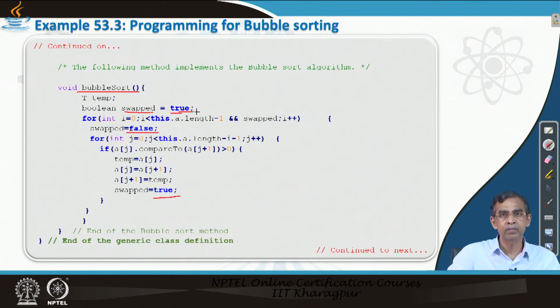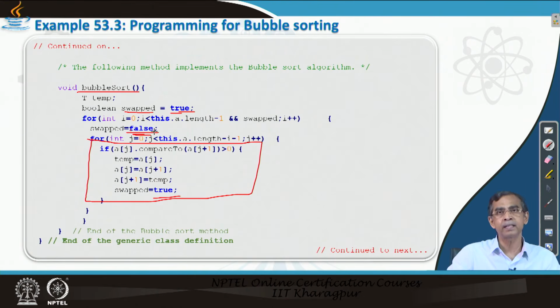Initially it is true, which means we have to repeat it, and when we just enter the loop we can make it false. If nothing occurs here, then it remains false, which means your sorting is done and all elements are already in sorted order. So we have to quit the method, or rather quit the loop, and then it is over. So this is basically the bubble sort.